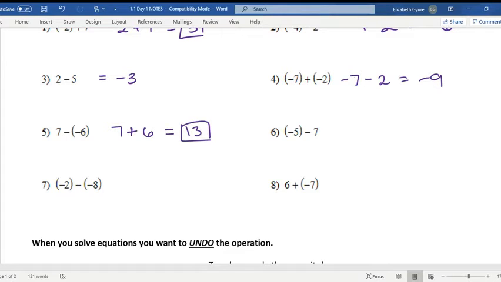Good. -5 minus 7. Do we need that first set of parentheses? Nope. So it's just -5 minus 7. Always add same signs. What's 5 plus 7? Hannah? 12. So make this a -12. Good.